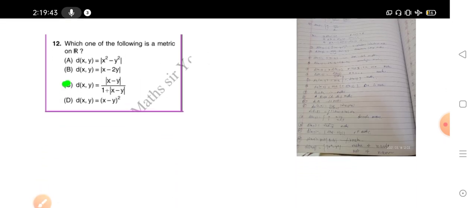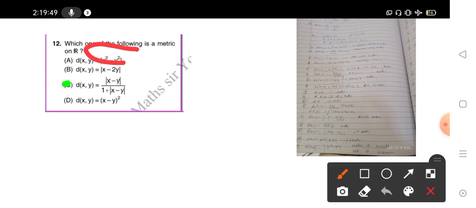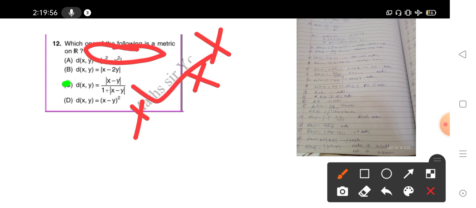Next question. Which one of the following is a metric on R? This is a repeated question. Here n is even, so option A is wrong. This is also wrong, this is also wrong. This one is correct. Why?